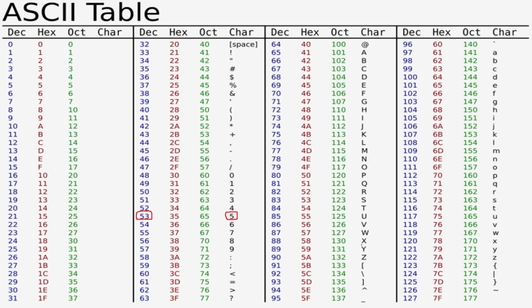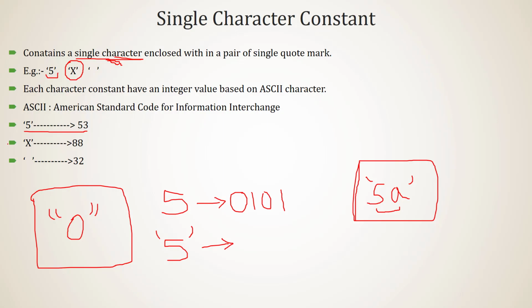Similarly for X, we have 88. And similarly for space, we have 32. So here I told you this is just a blank space and its equivalent ASCII value is 32.